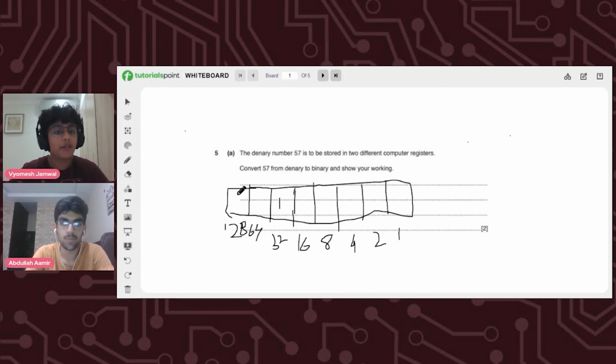And then after that, when we do 57 minus 32, we get a remainder of 25. And so then what comes after 25? We could also put a 1 in 16. And so that would give us 25 minus 16, that should be 9. And then again, we have an 8 there too, so we could also put that as 1. So it's now 9 minus 8, that would give us 1. And 1 would just go into the first most right digit. And then after that, we just replace everything with zeros.